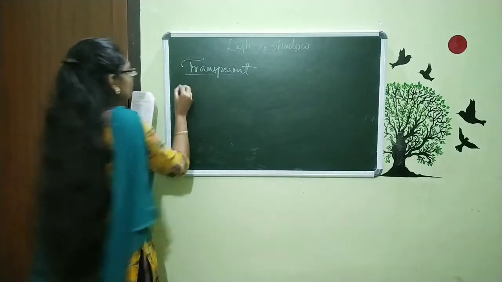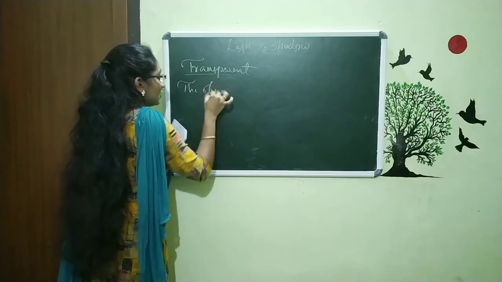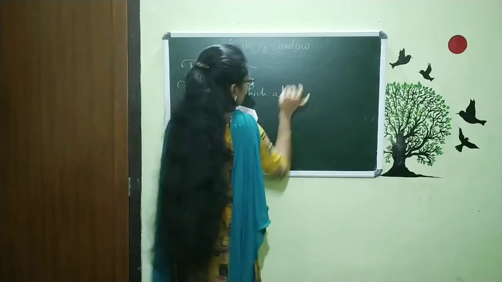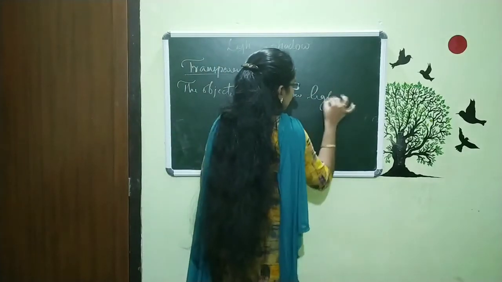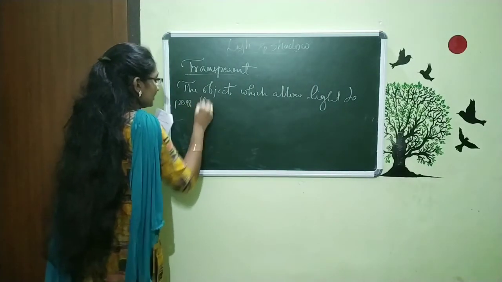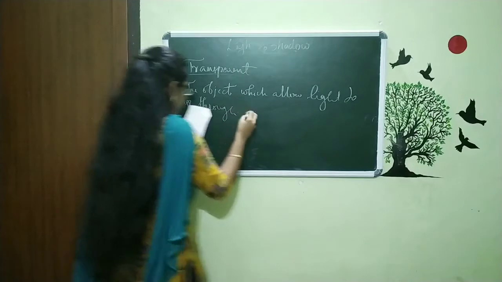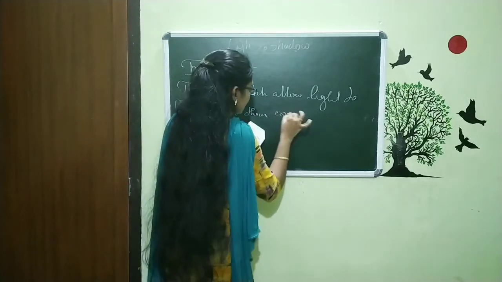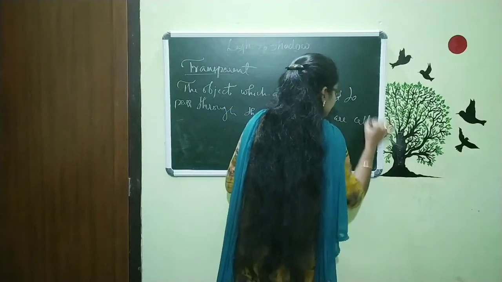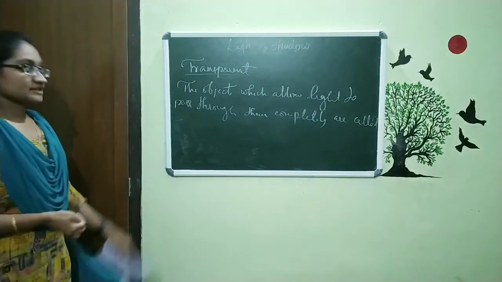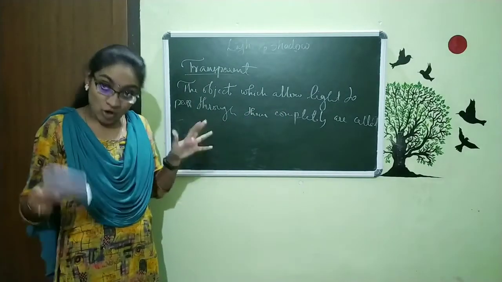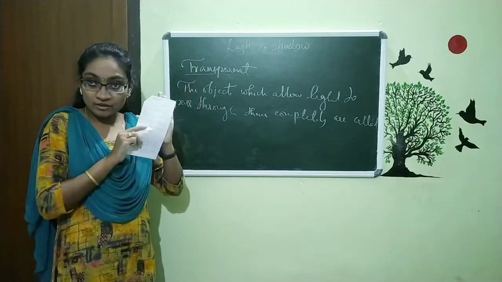Transparent object. The objects which allow light to pass through them completely are called transparent objects. The objects which allow light to pass through them completely, totally the light is transmitting through the object.